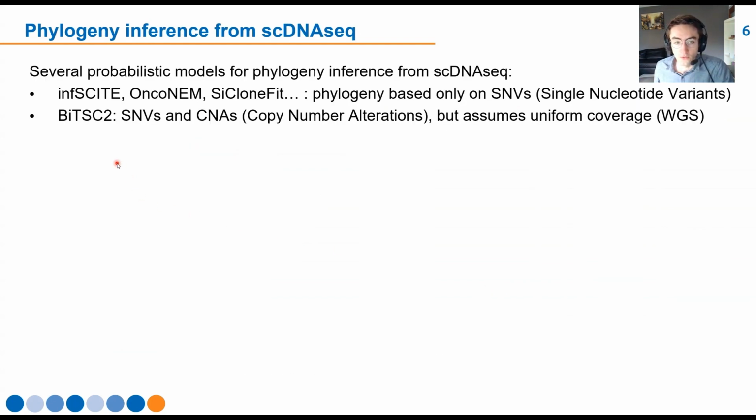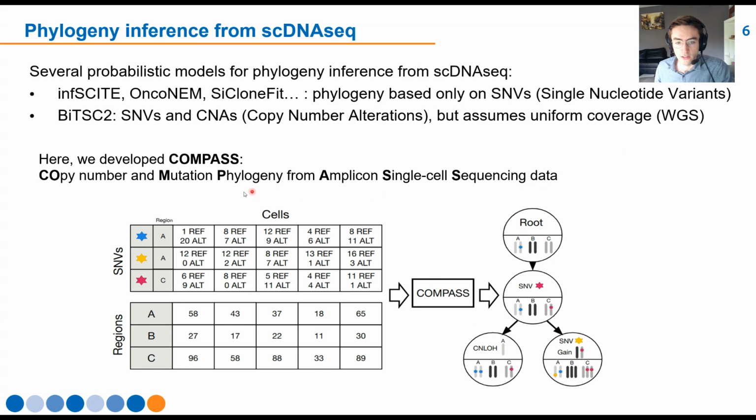Several methods have already been developed for single-cell DNA sequencing data. Most of them, like SCITE, build phylogenies which are only based on single nucleotide variants. But this only provides a partial picture of tumor evolution because it ignores other important events like copy number alterations. BiTSC2 can build phylogenies based on both SNVs and CNAs, but an important limitation is that it assumes that the coverage is uniform across the genome, which is not the case for targeted sequencing, and it's therefore not applicable to this type of data. So in order to bridge this gap, we developed COMPASS, which stands for Copy Number and Mutation Phylogeny from amplicon single-cell sequencing data.